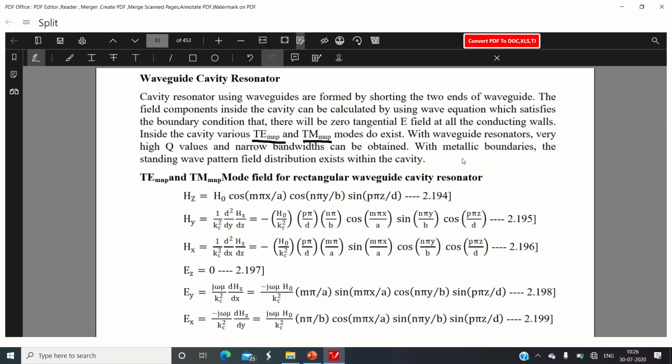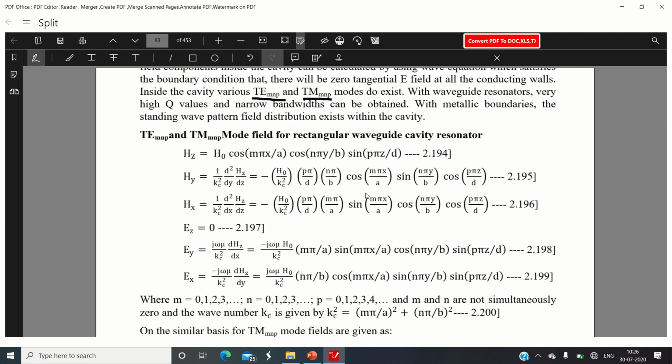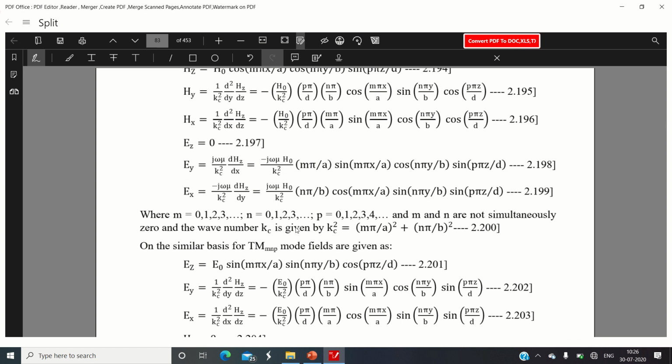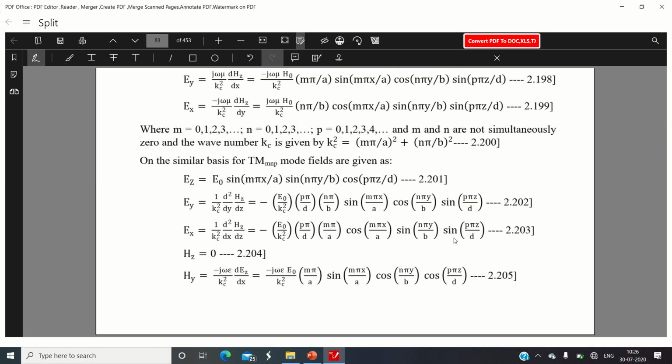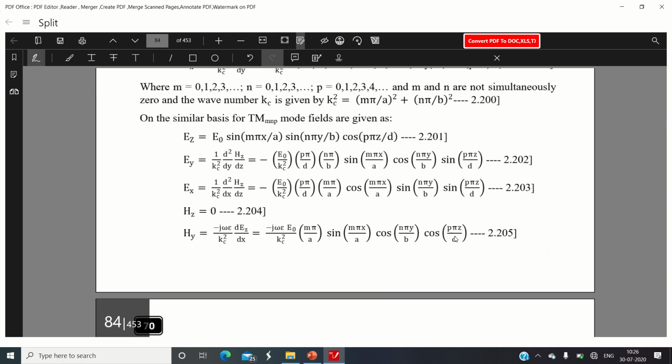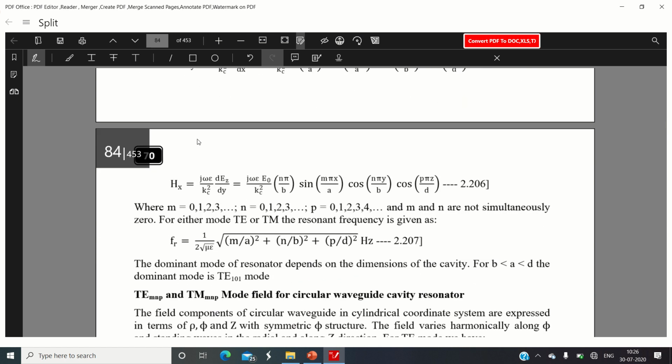Again, using the same method, we can solve the wave equation and rewrite these values. For TE mode, the EZ component is 0 and the HZ component is non-zero. From that we calculate HX, HY, EX and EY, which are expressed in terms of three dimensions. The procedure remains the same. The wave numbers are calculated as M pi by A and N pi by B, as usual. On a similar basis, in the case of TM mode, we consider HZ to be 0 while EZ is non-zero, and we end up with the same type of equations.